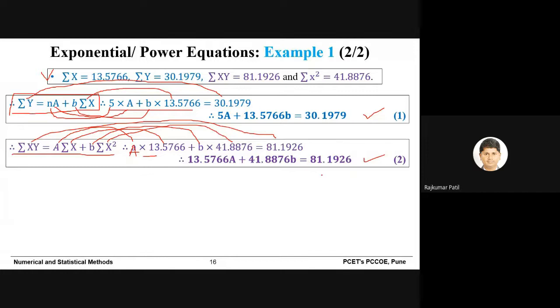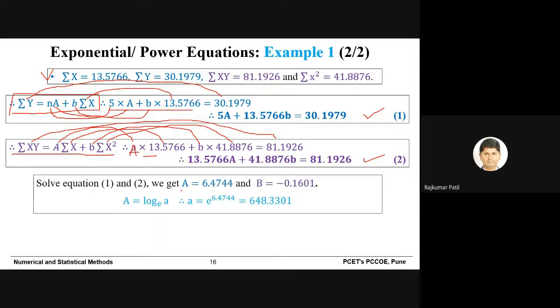So we now have two equations and two unknowns, capital A and small b. You can apply any suitable method to solve simultaneous equations, and upon that you will get the value of capital A as 6.4744, and b is equal to minus 0.1601, this is small b.